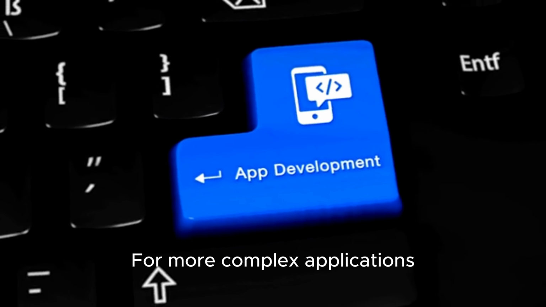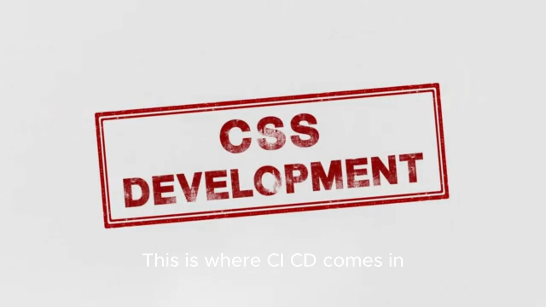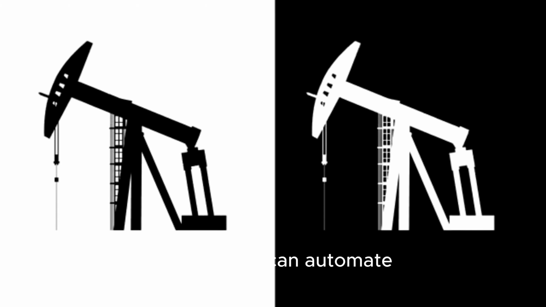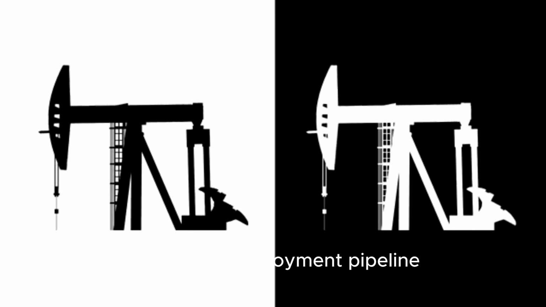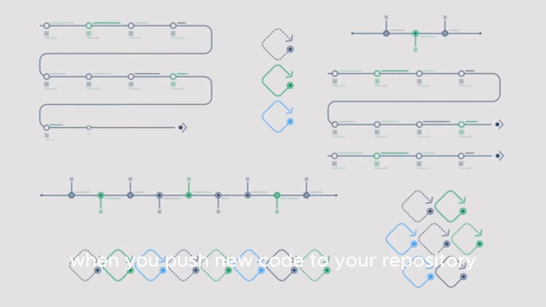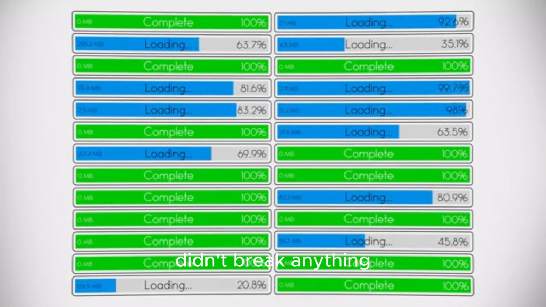For more complex applications, you'll want to look into automated deployment tools. This is where CI/CD comes in. CI/CD stands for Continuous Integration and Continuous Deployment. Tools like Jenkins, GitHub Actions, or GitLab CI can automate your entire deployment pipeline. Here's how it works. When you push new code to your repository, it automatically triggers a series of steps. First, it might run automated tests to make sure the new code didn't break anything.